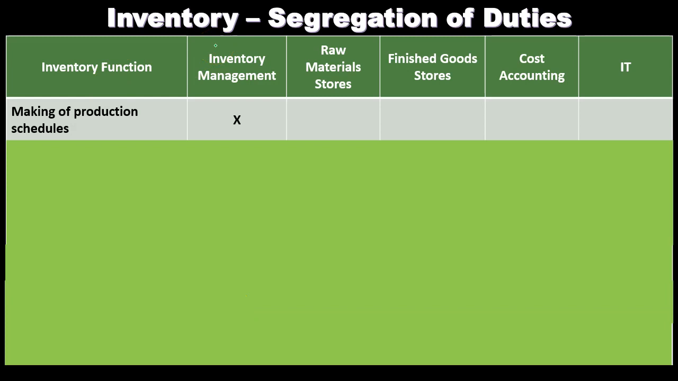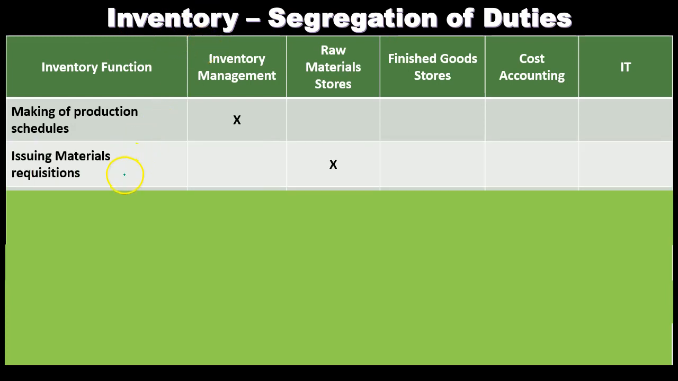Now we're going to post this in a table format. We have the function over here, and then the area that will be involved, including inventory management, raw materials, finished goods storage, cost accounting, and IT. These are different areas that will be doing different things. That's the point. So we have the function of making production schedules. That's going to be in inventory management. Then issuing materials requisitions is going to be in the raw materials stores. So that's a different area.